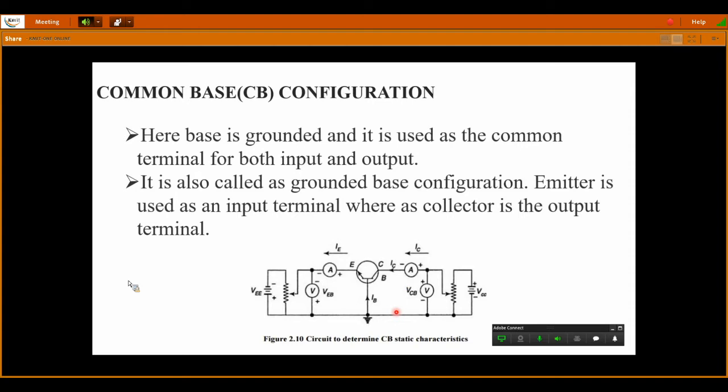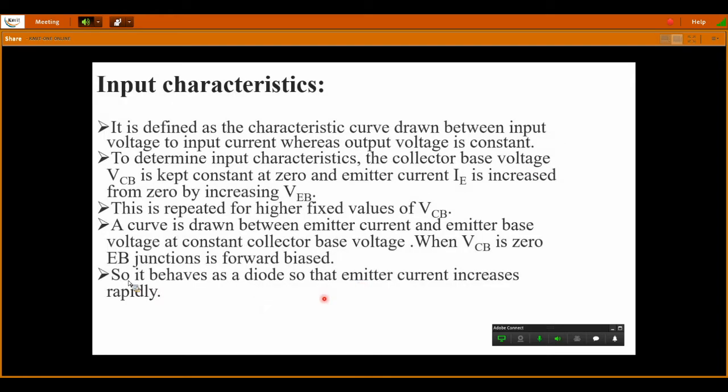So now let me move to the characteristics. How to find the input and output characteristics. Our input characteristics can be defined as a plot drawn between the input voltage with respect to its input current, by taking the output voltage constant. So now here it's a common base configuration.